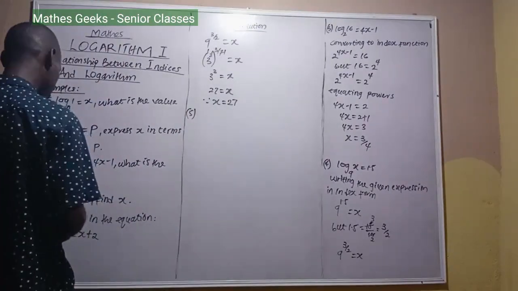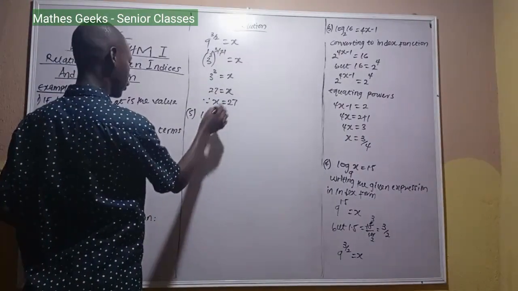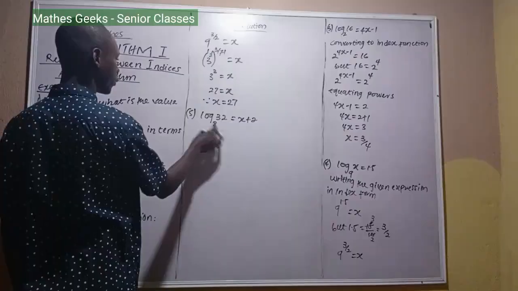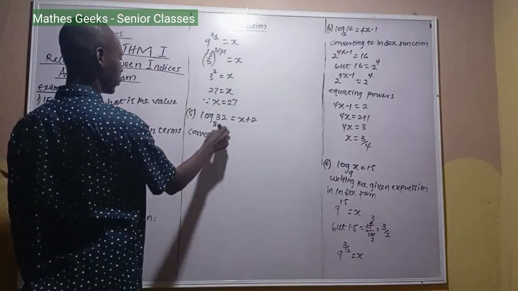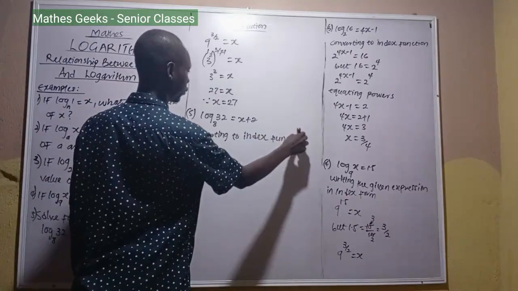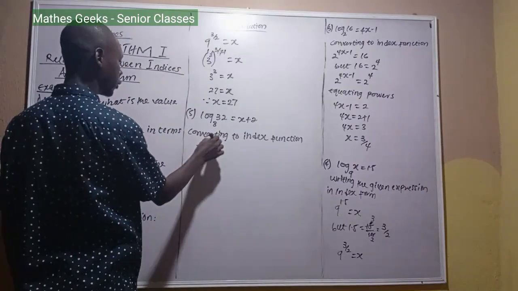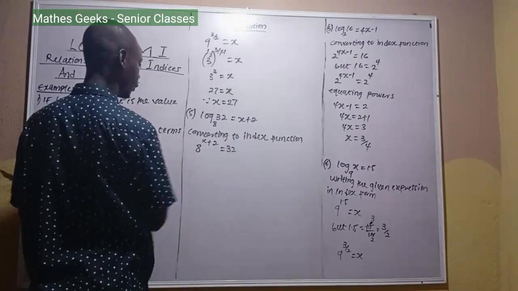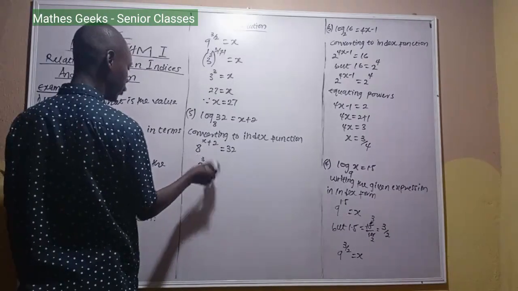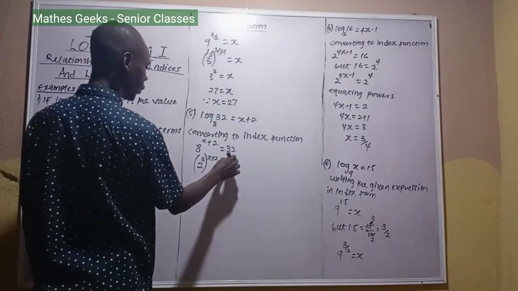Number 5. Solve for x in the equation log 32 to the base 8 plus x plus 2. So converting to the index function, the index function is 2 raised to the power 3, x plus 2 is equal to 32. 32 can be written as 2 raised to the power 5.